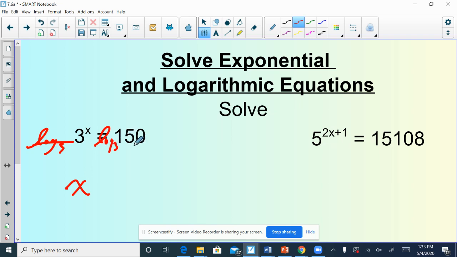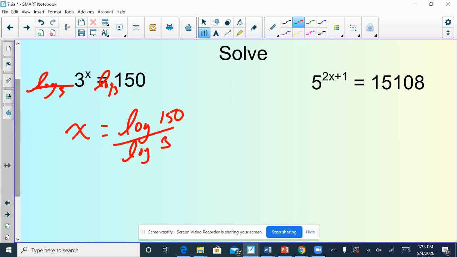Log base 3 of 150, this we have to use the change of base formula, which would be log of 150 divided by log of 3. I type that into my calculator. I get x is about 4.561. A lot of times you're going to see that about equal to equations instead of just the straight lines.